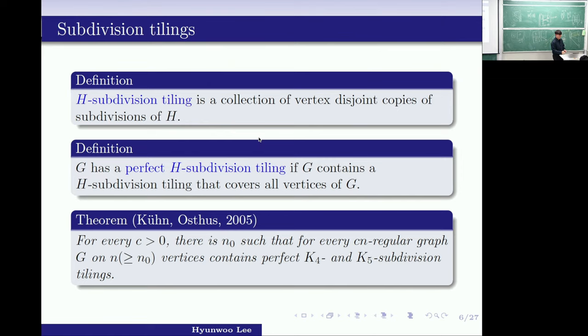Is there any result about hypergraph tiling? Yes, that is a quite good question, because I want to consider some generalization to hypergraphs. Recently there are many papers about the perfect hypergraph tiling problem, so maybe the natural question is, can we generalize this to hypergraphs? But there is a very serious problem: how can you define the subdivision in a hypergraph? Maybe that is the obstacle.